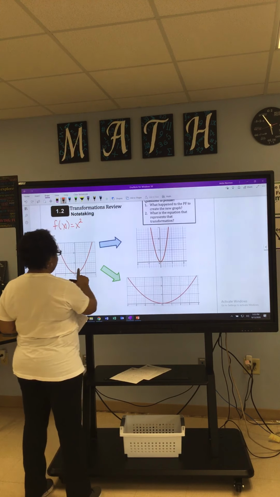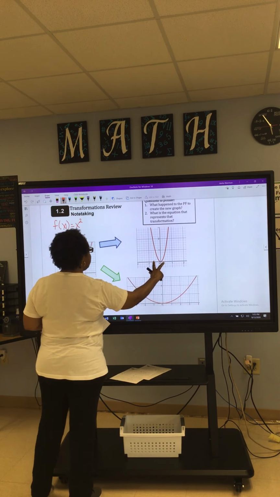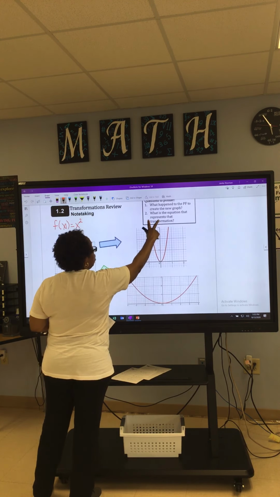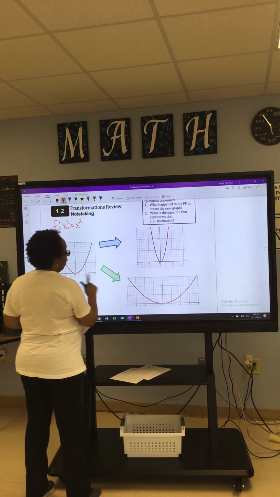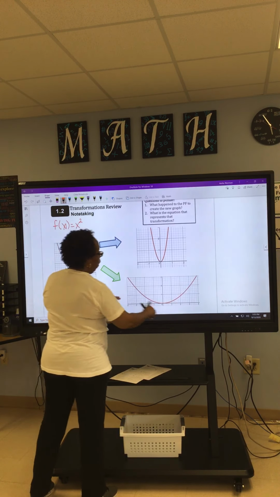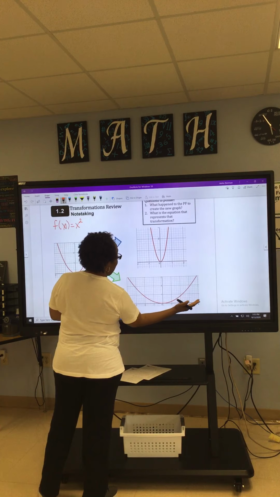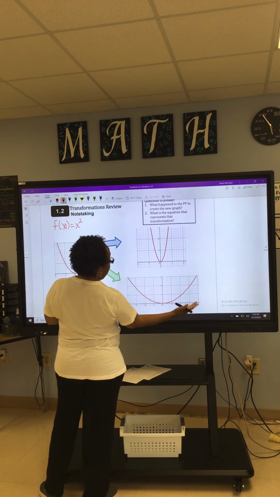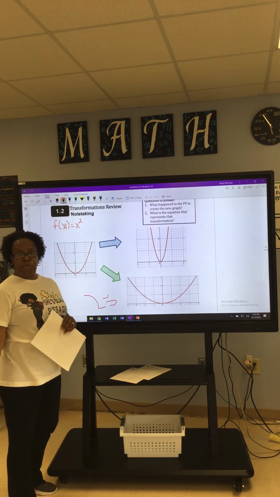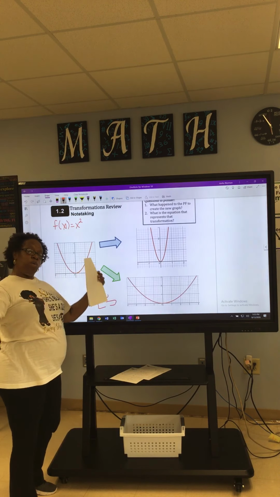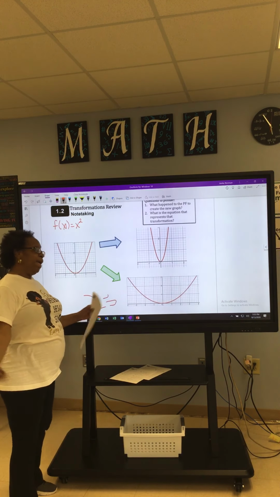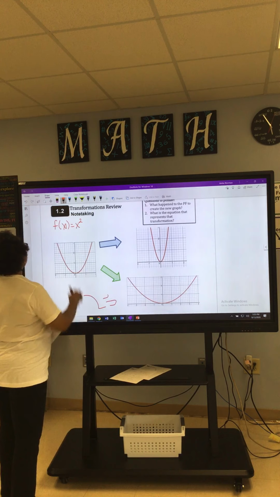This one seems, when compared to the parent function, to have gotten very narrow and is stretching upward. This one looks like it has widened and is leaning down toward the x-axis, so it's like it's shrinking. Kind of like a shrinking violet. If you're thinking about a flower, it kind of just goes away and wilts down. That's what that one's doing.